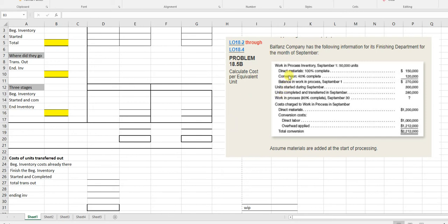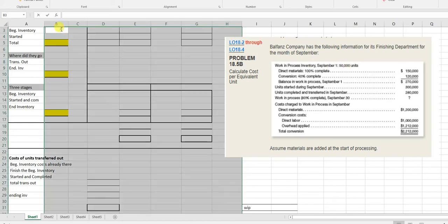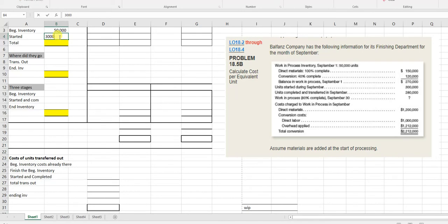So if I read through this, work in process inventory, September 1st, 50,000 units. So in beginning inventory, I have 50,000 units. Okay, and if I go on down here, this is a cost, that's a cost, that's a cost, but units started during September, so I started another 300,000. So now I have 350,000 units of inventory that I've got to figure out where it went.